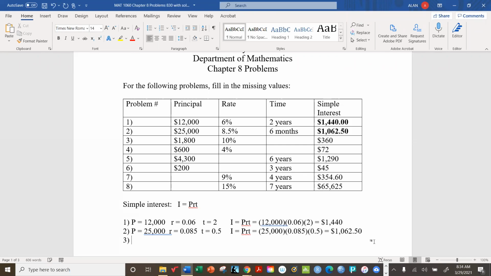Now, number 3 is a little bit different because you can see that we're trying to solve for time. So you might recall that we were able to take these formulas and rearrange them algebraically. Okay, so let me just repeat some of these formulas up here. Since I equals PRT, that implies that T equals I over PR, R equals I over PT, and then finally P equals I over RT. So in other words, in each case, I've just taken the original formula and rearranged it algebraically to solve for what I need.